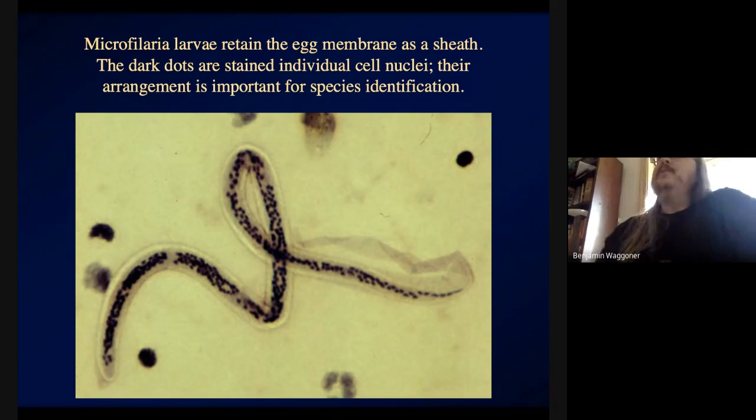You might remember that Caenorhabditis elegans, a free-living nematode, has a fixed number and arrangement of cells. And I don't know if that's true of every nematode, but it certainly seems to be true for Wuchereria here.